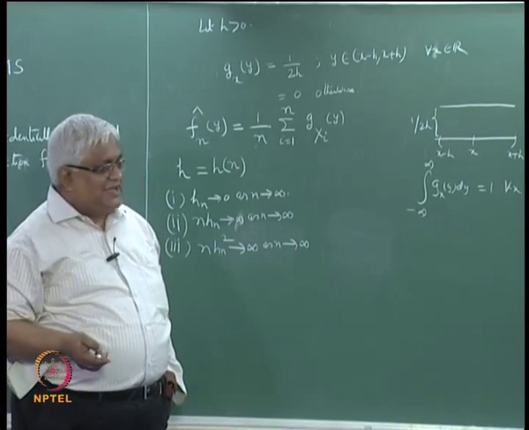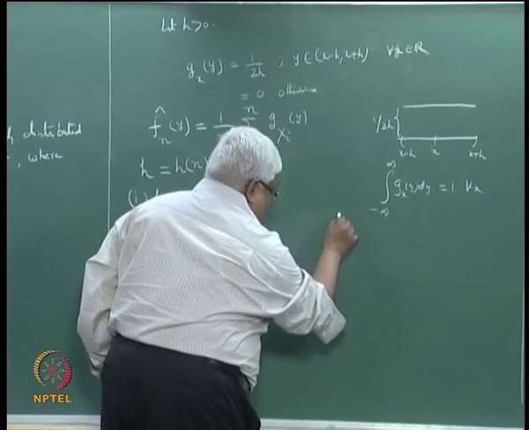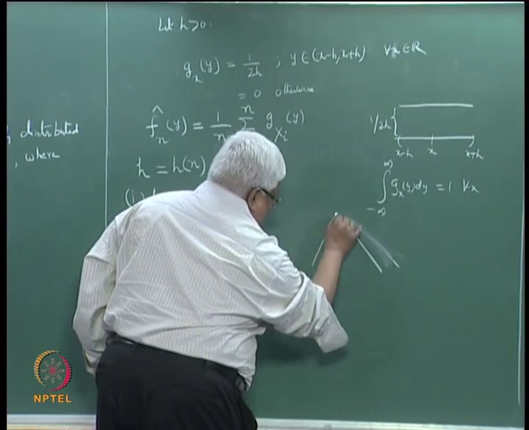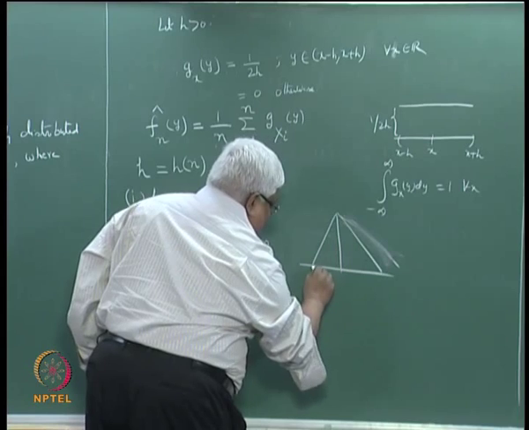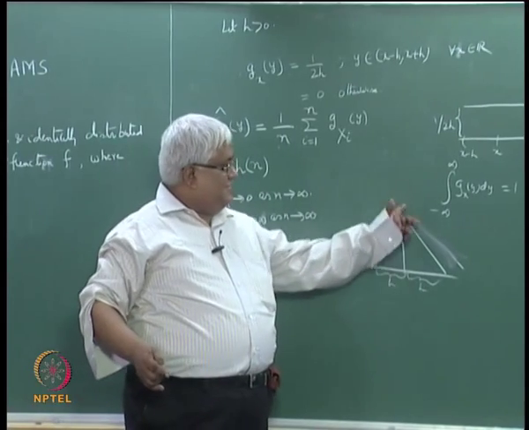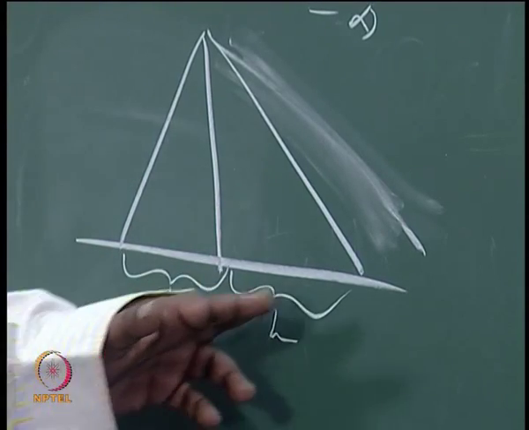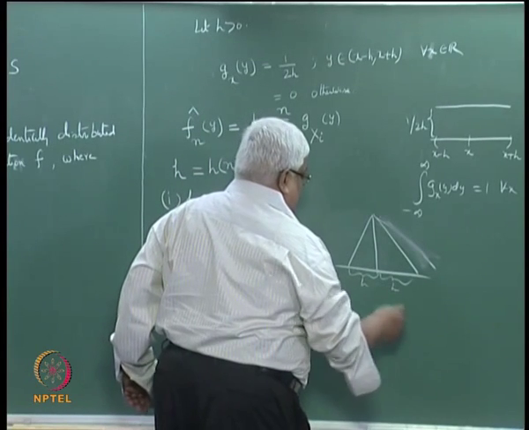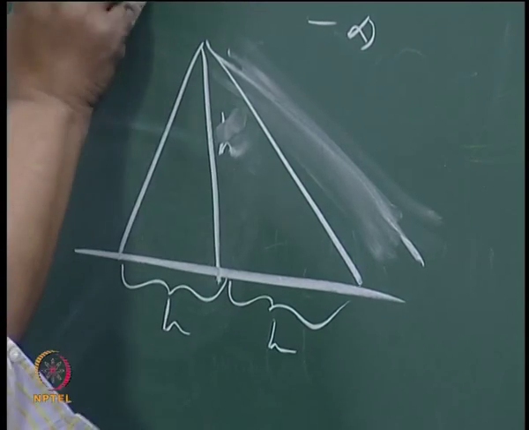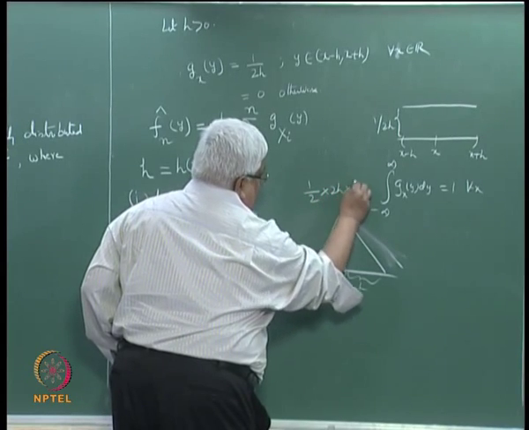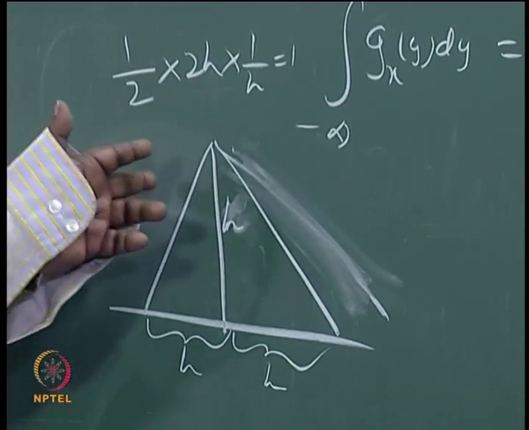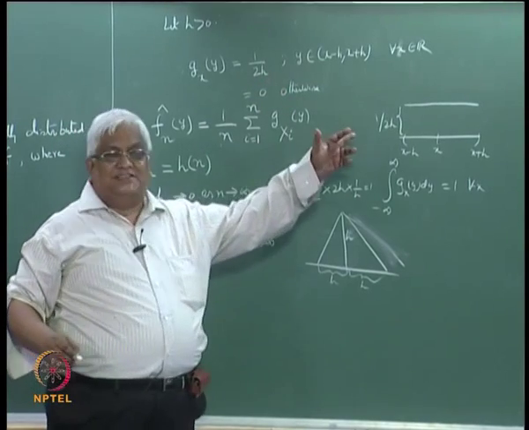You can take, say for example, a triangular distribution, a symmetric triangle. Say this is H and this is H, and the base is 2H. Half times base times height must be equal to 1. Half times base is H, so the height must be 1 by H. So, you can take this, and then also you will get a similar result.